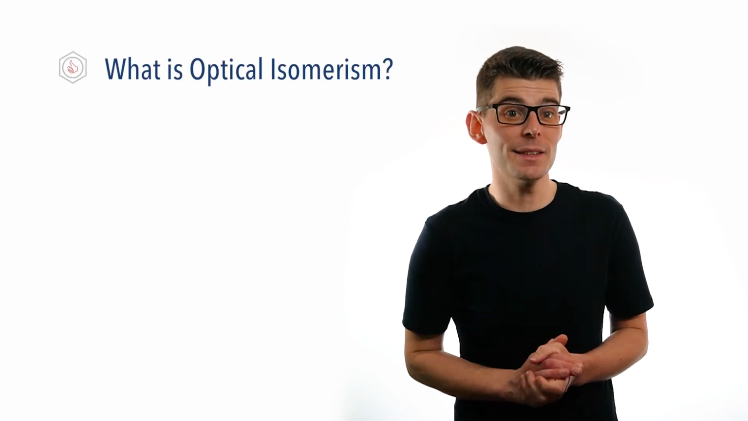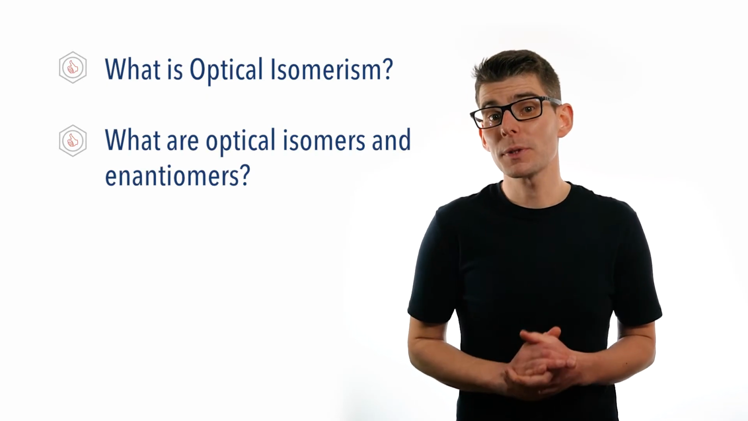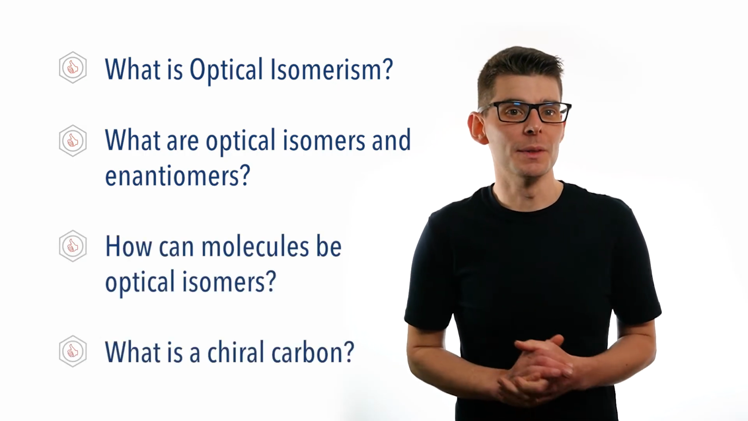In this video, we're going to look at optical isomerism. We're going to talk about what optical isomerism actually is, what optical isomers and enantiomers are, how optical isomerism arises, and explain the term chiral carbon.